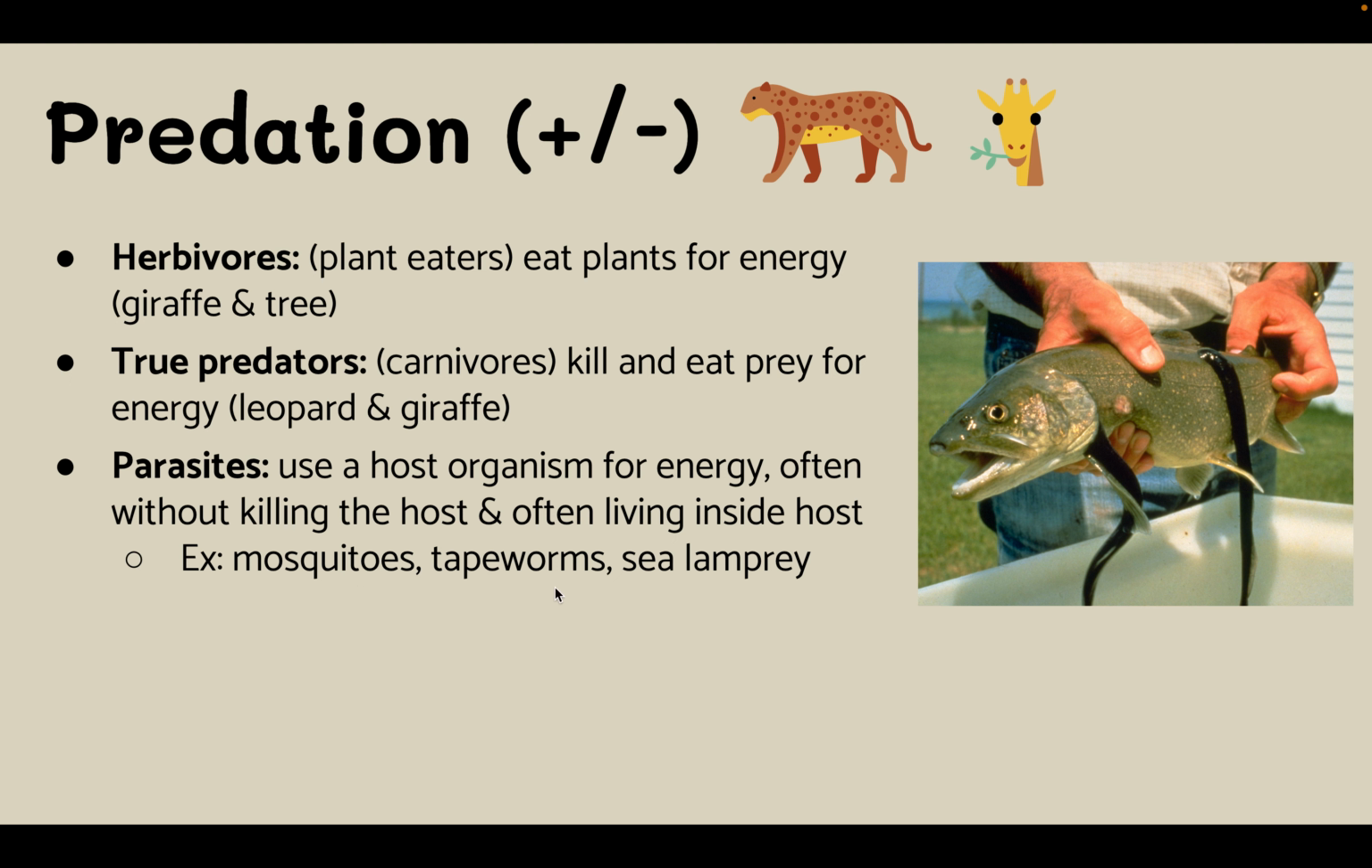Tapeworms live inside of hosts. You get those from drinking or eating food or water that has tapeworm eggs in it, or ingesting feces. And they will live inside of the host, but not kill the host. And the picture you see here is a sea lamprey. These black things sucking on the fish are sea lampreys, and they are attached to the fish with kind of big teeth, and they're just drinking the blood off of it, but it's not killing the fish.